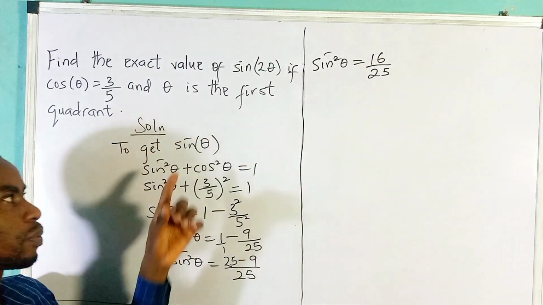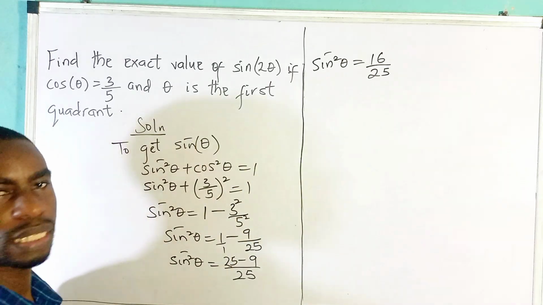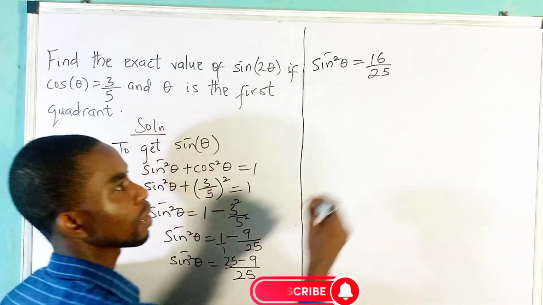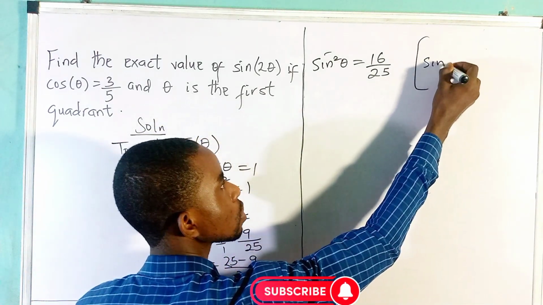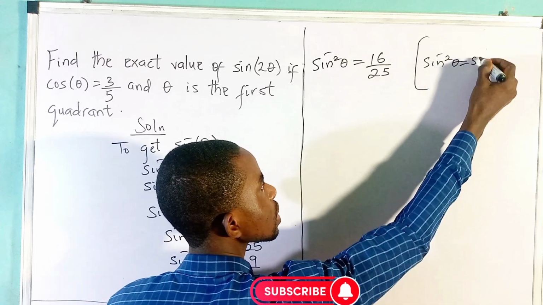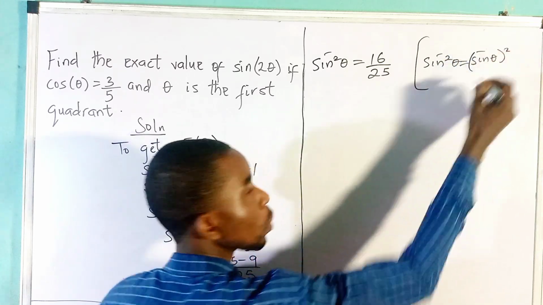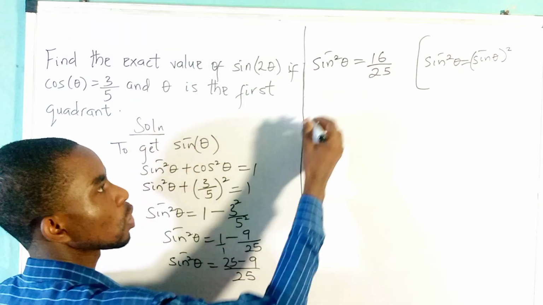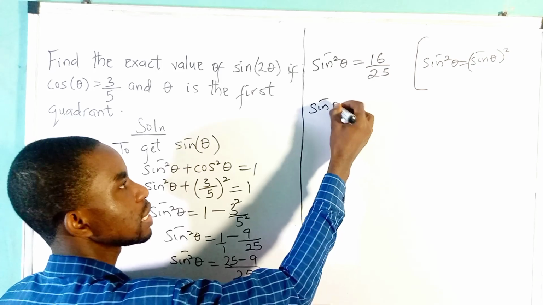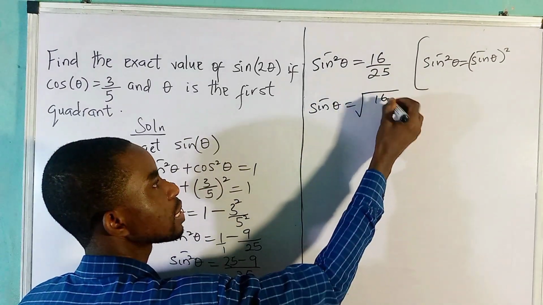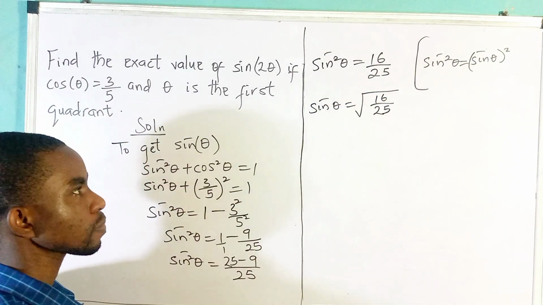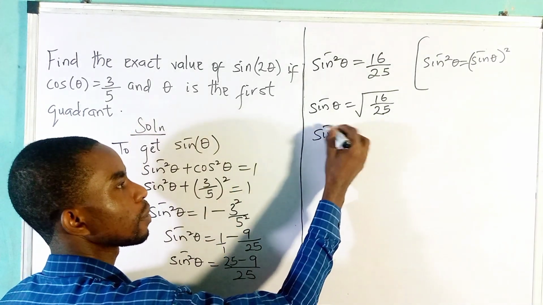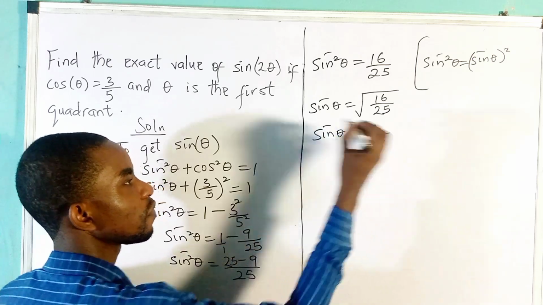Remember we are looking for sine theta. So how do we get sine theta from that particular problem? Well, remember that sine square theta is the same thing as sine theta all squared. So if I take the square root of both sides, I'll be able to remove that square. Taking the square root of both sides, we have sine theta equal to the square root of 16 over 25. The square root of 16 is 4, the square root of 25 is 5. So sine theta is equal to 4 over 5.